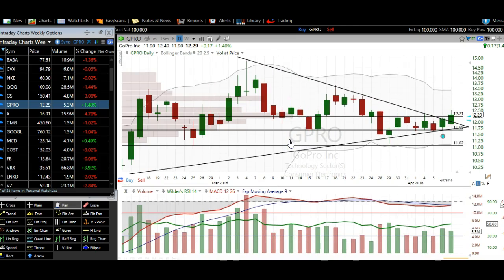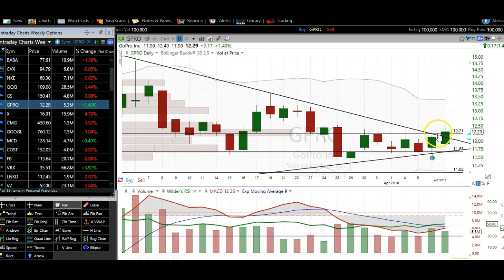GoPro. GoPro is looking bullish right here. We broke over this downtrend line right there. We also broke above that resistance right there. Okay, the high of this candle, this candle, this candle.